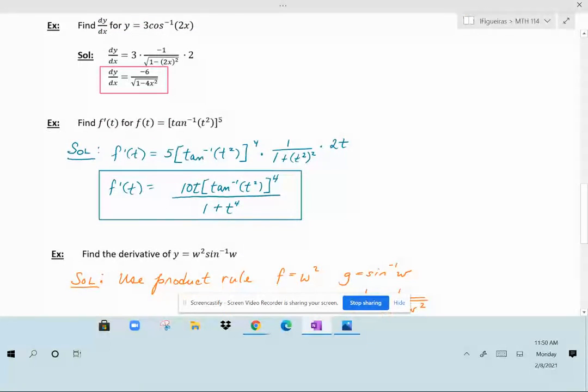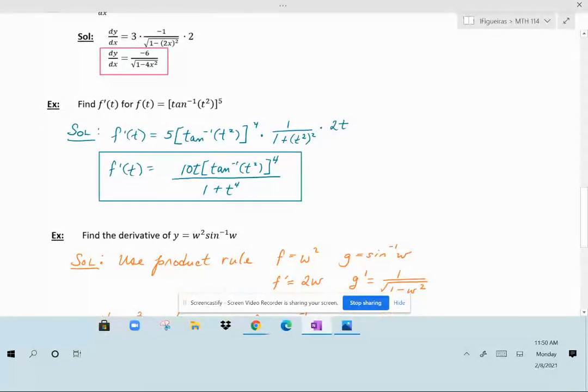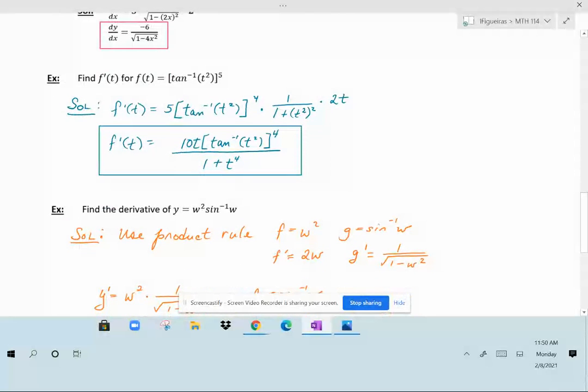Okay, so here's another one. We want to find the derivative of w squared sine inverse of w. Here we have to use product rule and just product rule. It's w squared, the first function, times sine inverse of w, the second function.